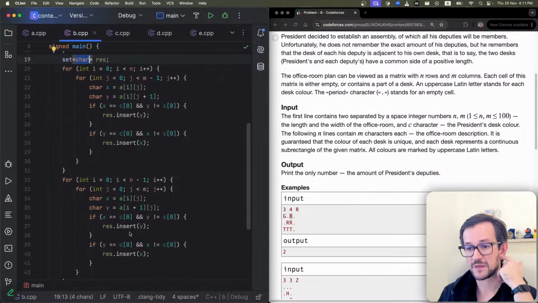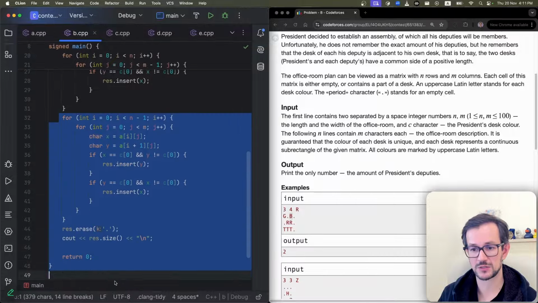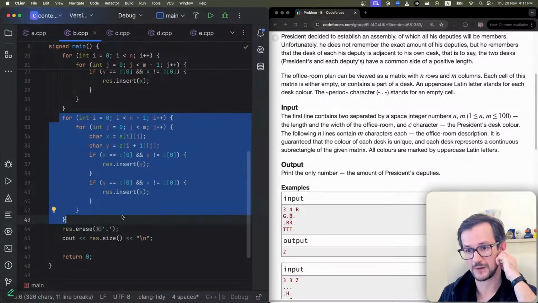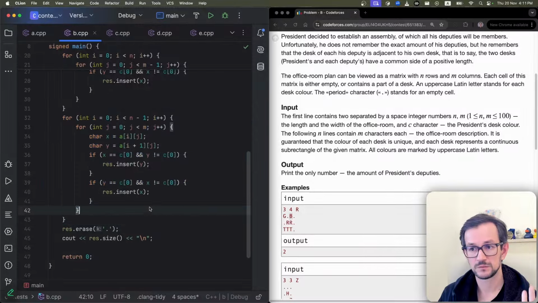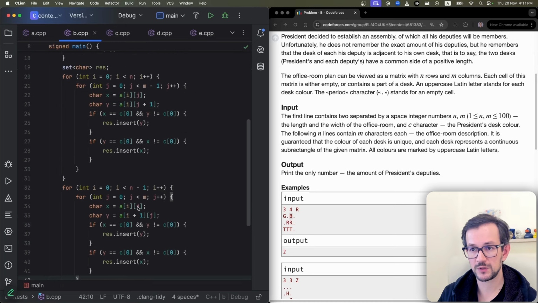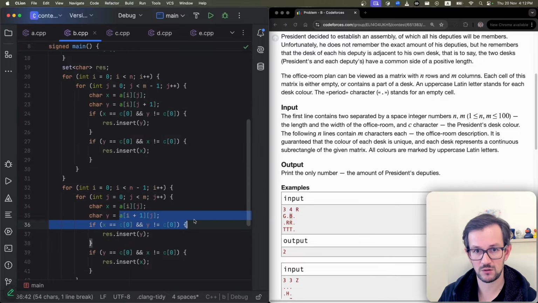Then I do the same for vertically neighboring cells. Just copy-paste this code again. Change this i to n minus 1, m minus 1 to m, and here I change i, j plus 1 to i plus 1, j. Everything else is the same.